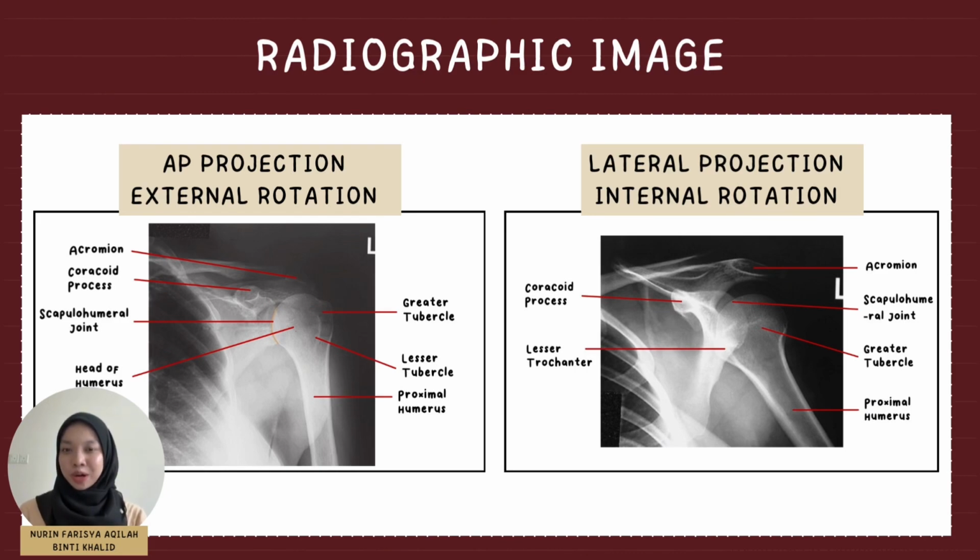In this radiograph, it clearly shows that the lesser tubercle now appears in profile medially and the greater tubercle is superimposed over the humeral head. It also visualizes the scapulohumeral joint, acromion, and coracoid process clearly. The proximal humerus is visualized down to the surgical neck.